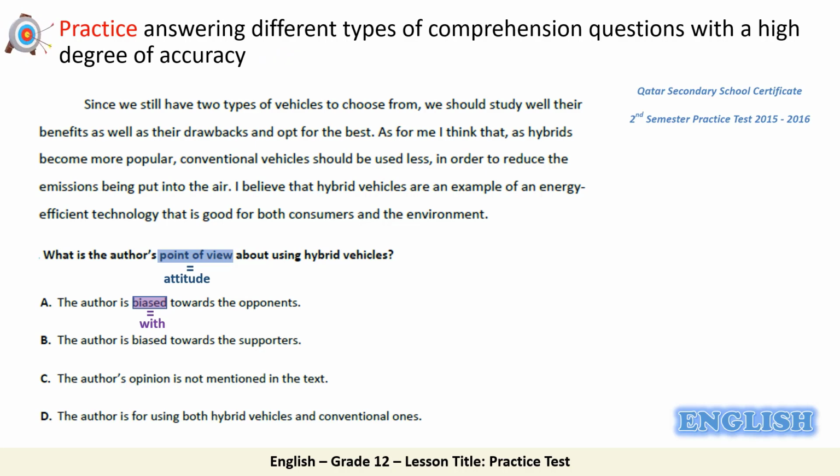Excellent. Now, can you tell me which is the correct option? Excellent. The author is biased towards the opponent. And you notice that the writer has used two introductory phrases to introduce his point of view, which are, as for me, I think that, and I believe.